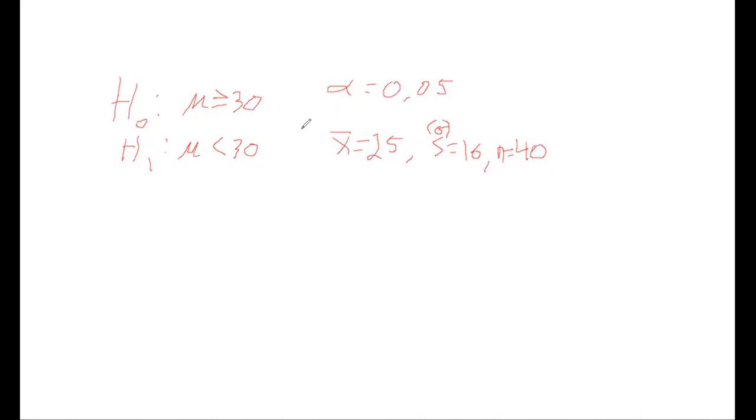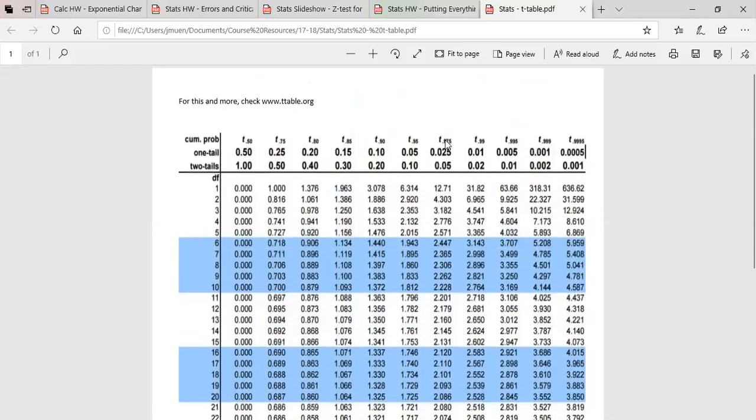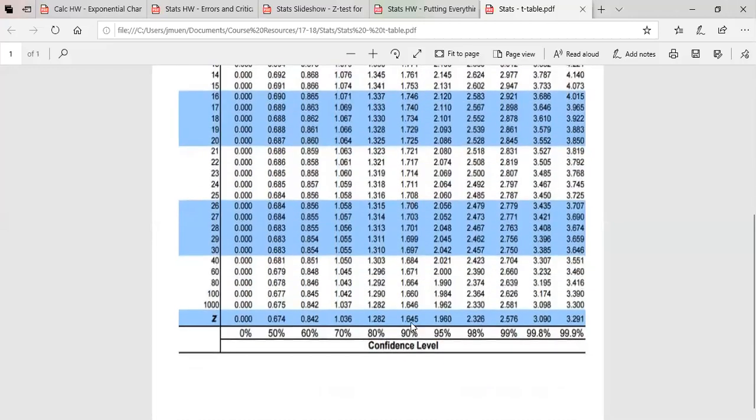First off, we have a left-tailed test with alpha of 0.05. This implies a critical value of z equal to negative 1.645. How did I find that? I went to my z table, or my t table in this case, and looked at one-tailed test, 0.05, which gives 1.645, but it's the left tail, so it's negative. And that's my critical value.